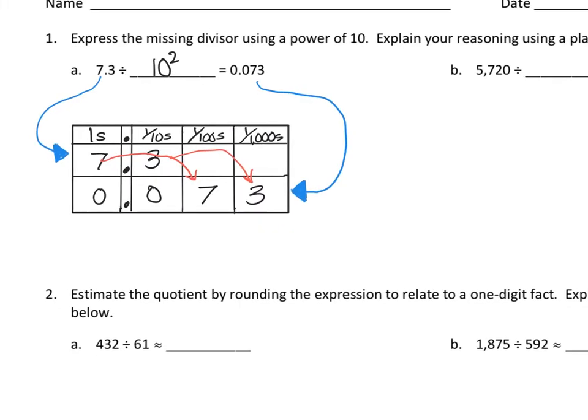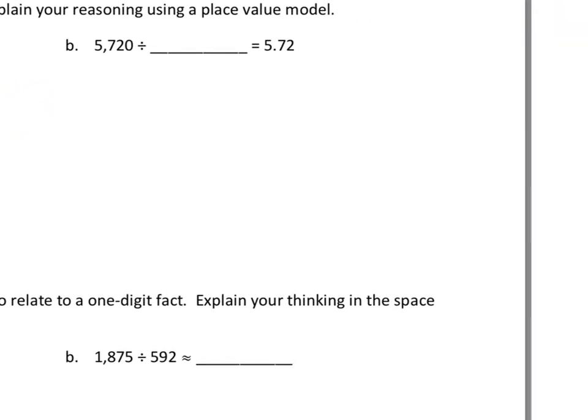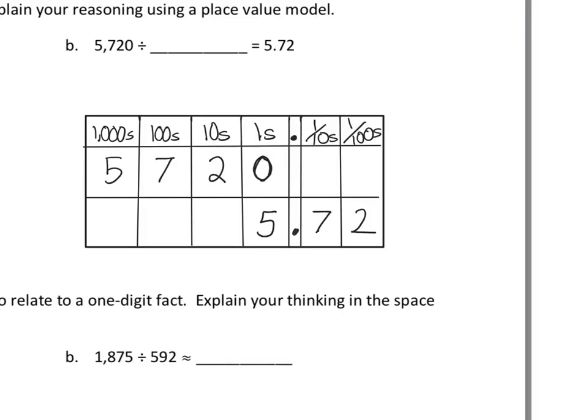So let's go to the next problem. This problem states 5,720 divided by a number is equal to 5 and 72 hundredths. Again, we'll need to make ourselves a place value chart. Again, I've made a place value chart that will hold both numbers. So let's look at how the digits have shifted in this next problem.